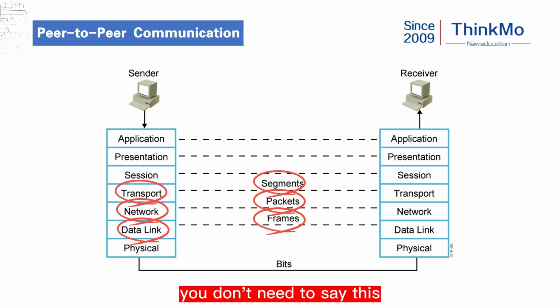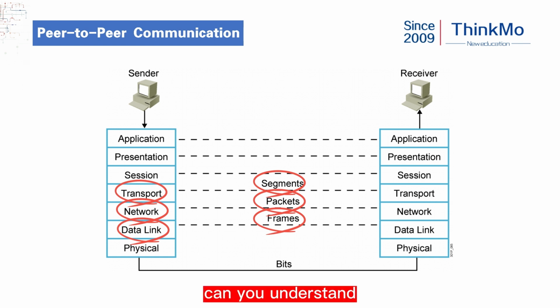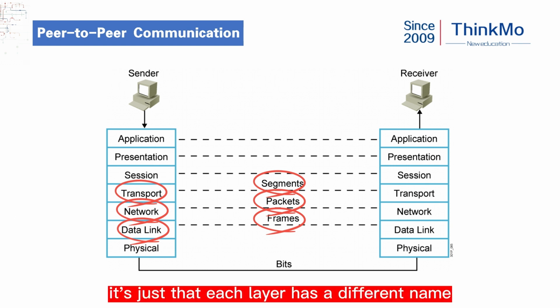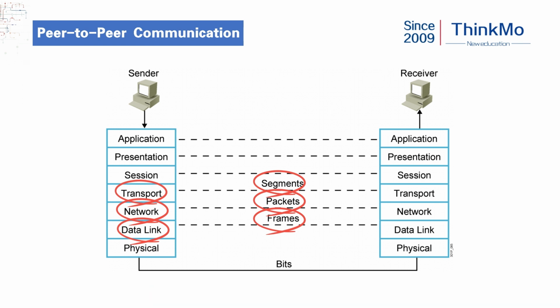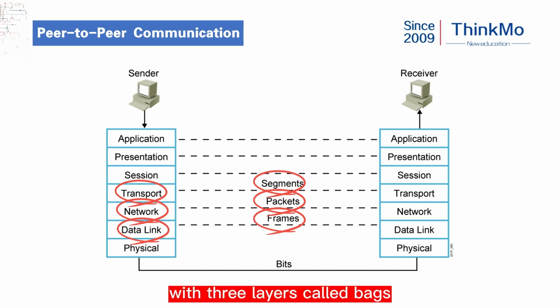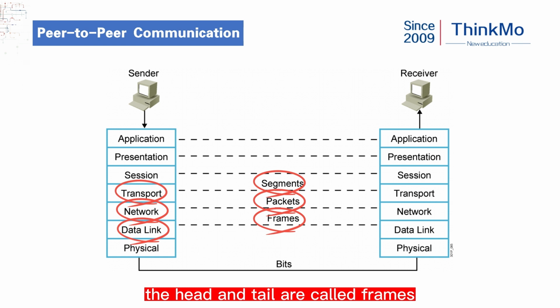You don't need to worry about the difference between them. There is no difference. Can you understand? It's just that each layer has a different name. The 4th layer is equipped with a 4th-layer header and is called a segment. The 3rd layer is called a packet. The 2nd layer is called a frame. When the 2nd layer is installed, the head and tail make it a frame.